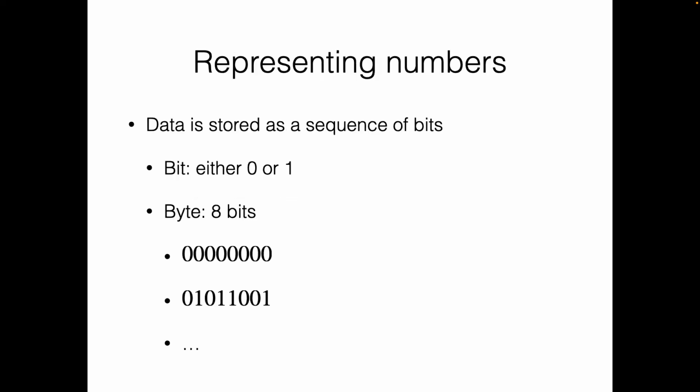Okay, so first, representing numbers. You might remember this from a computer architecture class or something like that, but it's good to recap it and start from first principles, and we can build up an understanding of what's involved in quantization. So really just starting at the top, we represent data in the computer using sequences of bits. A bit is either 0 or 1. And then we refer to 8 bits as a byte. So here's 2 example bytes.